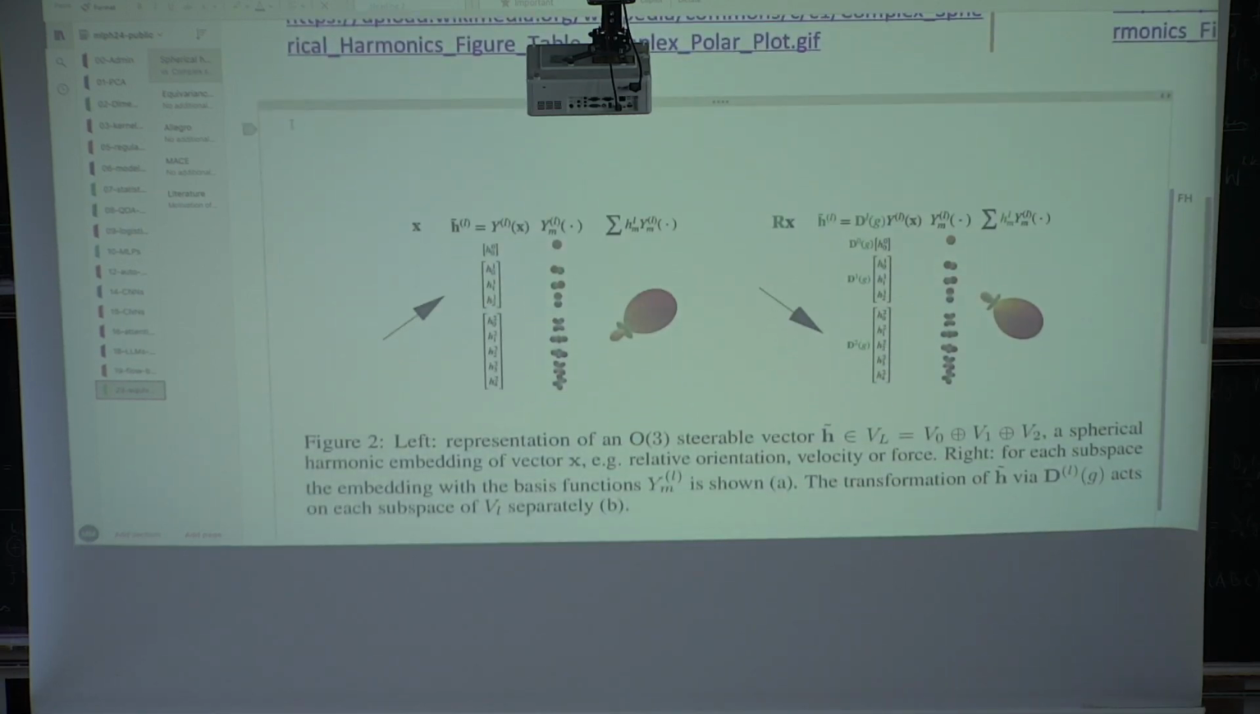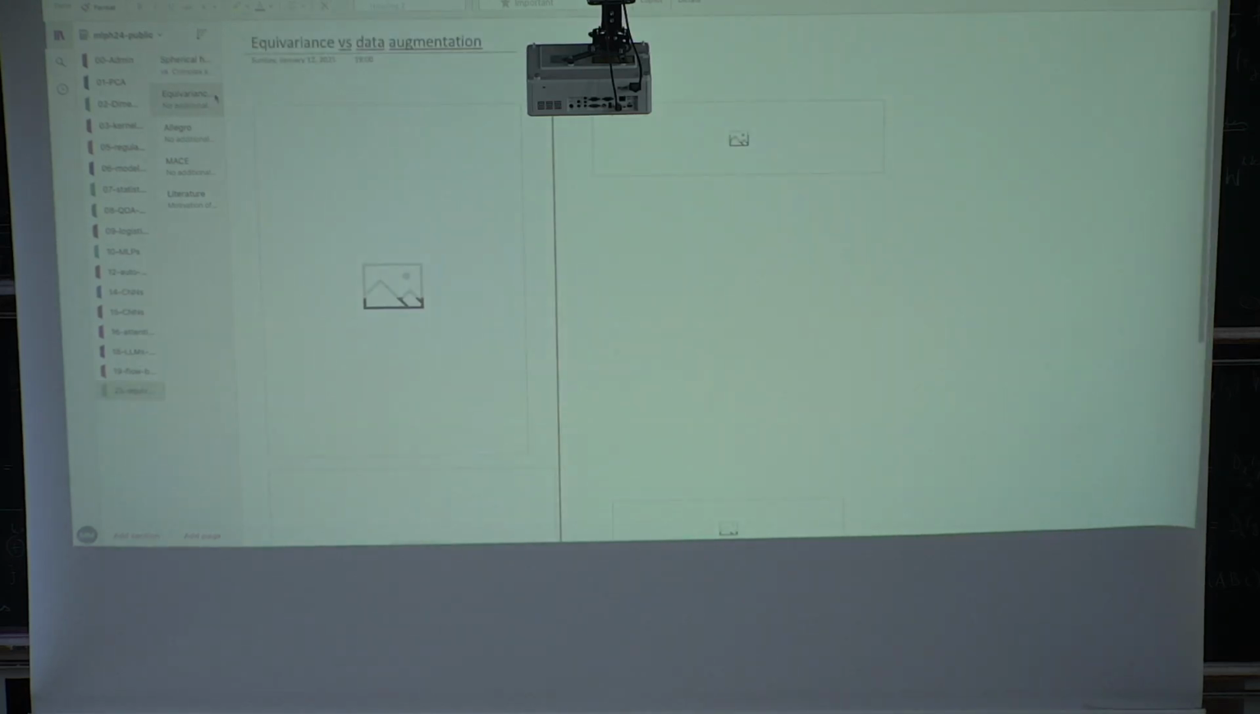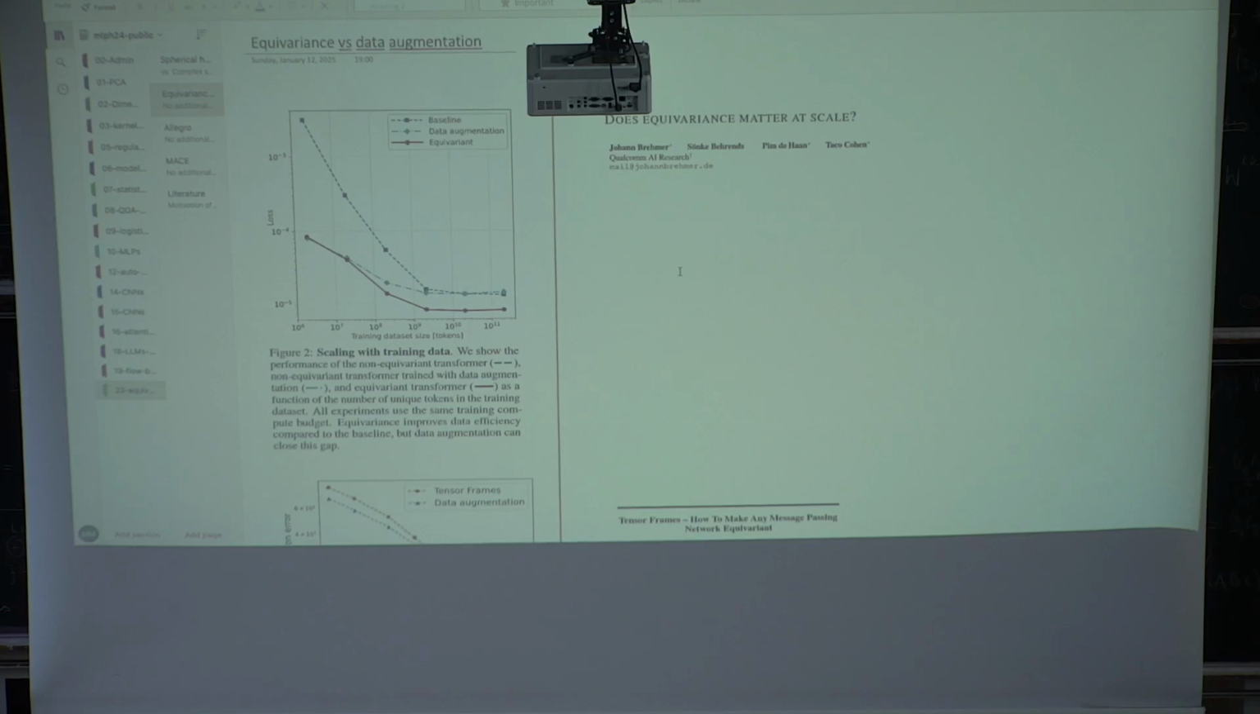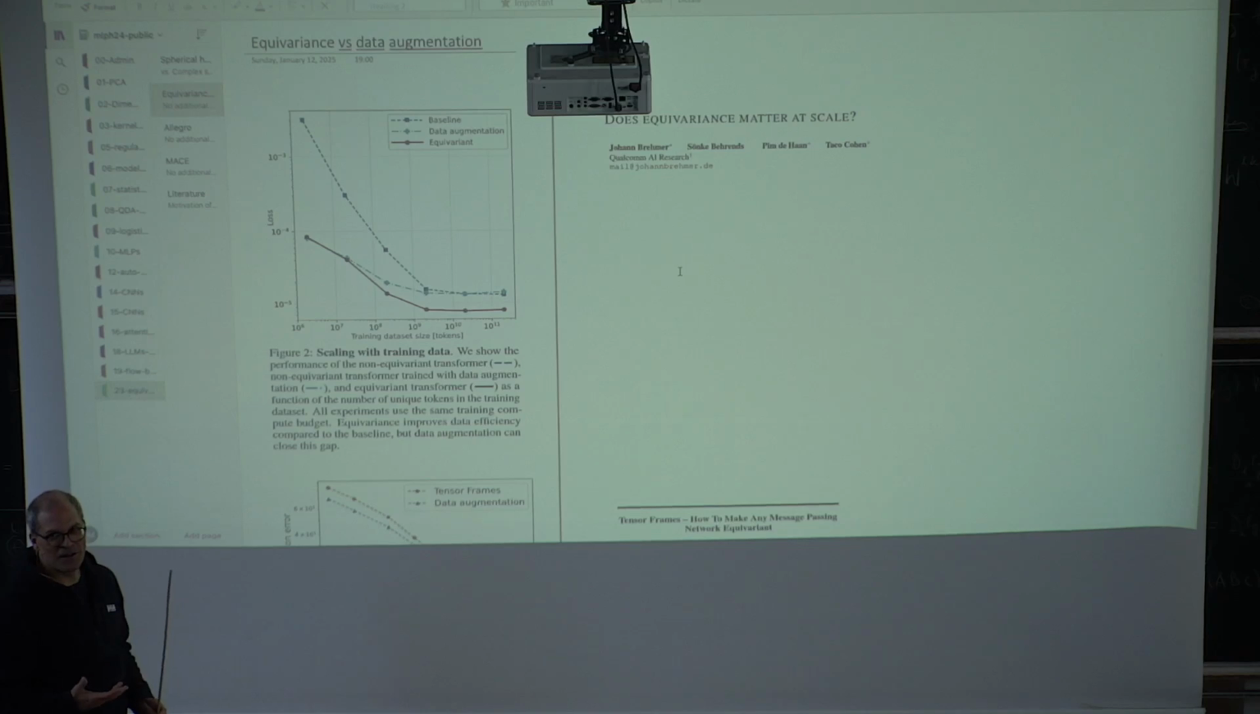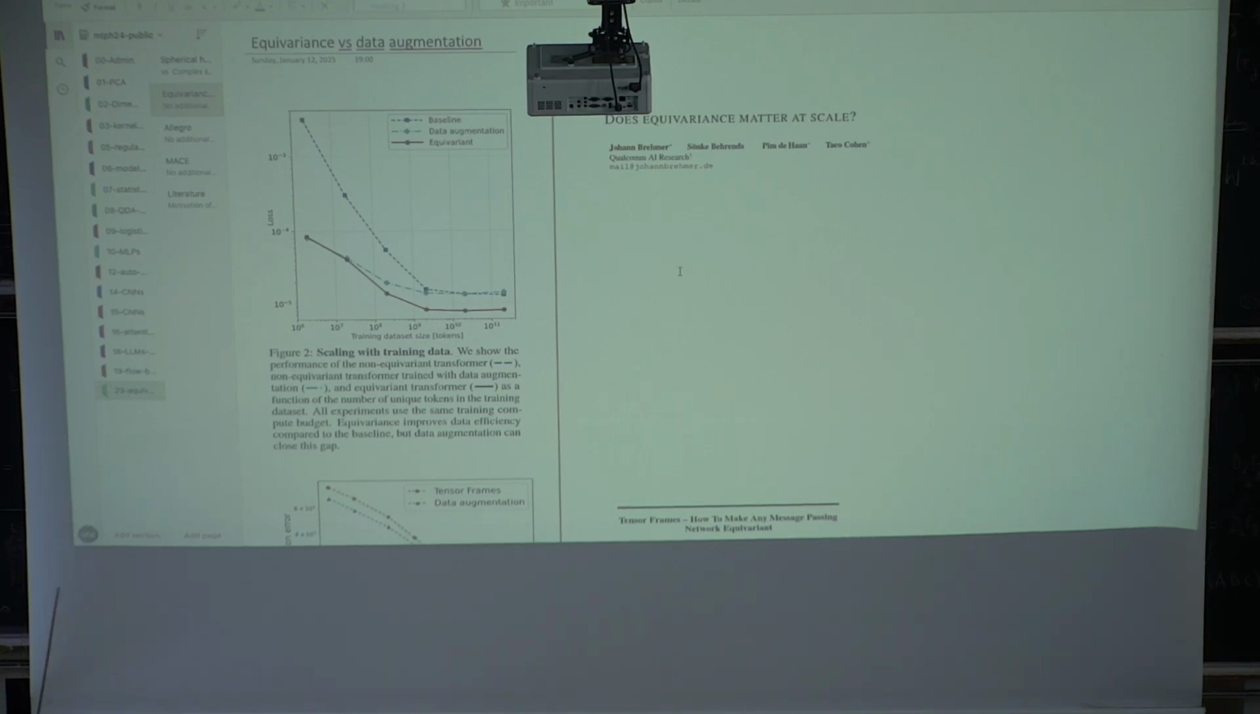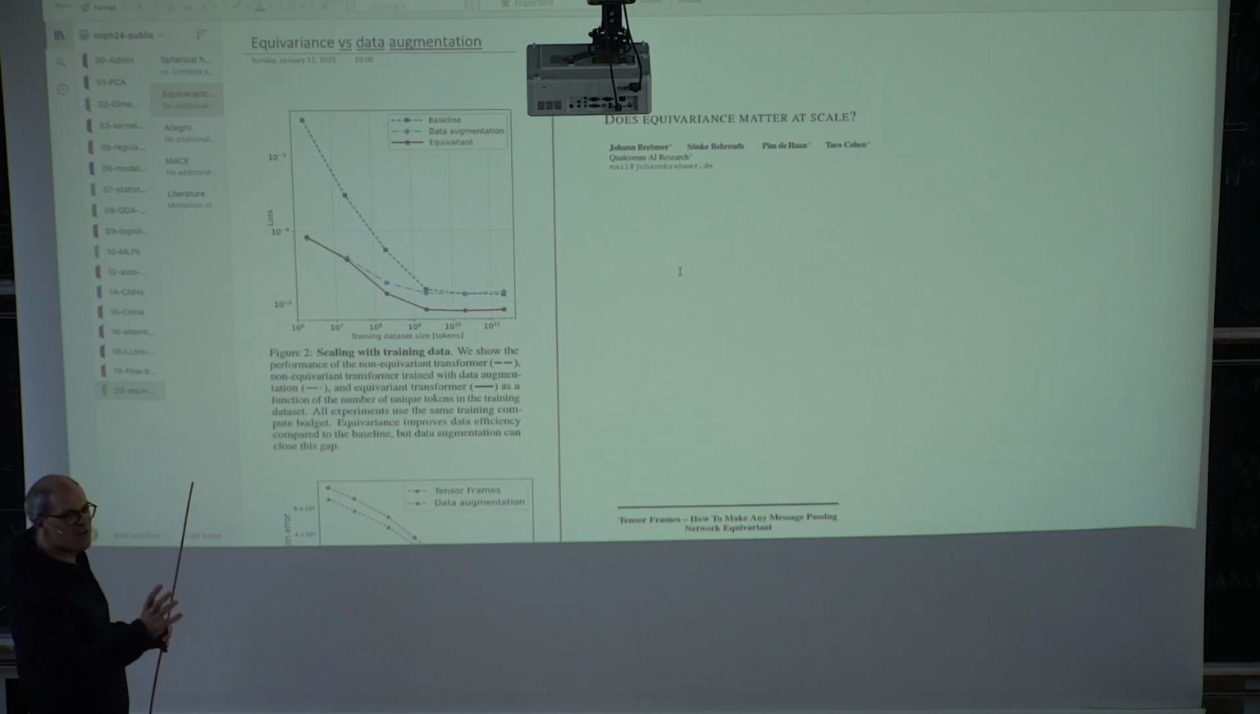All right, so these are pretty pictures for spherical harmonics. A comment on this: this is now the proper way to do things, to make the architecture equivariant, but you could also just present the same training data.